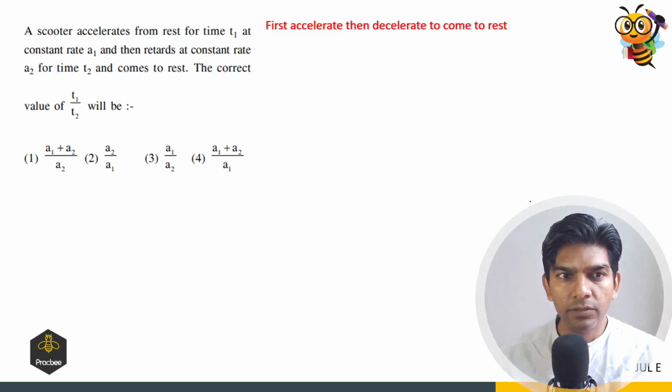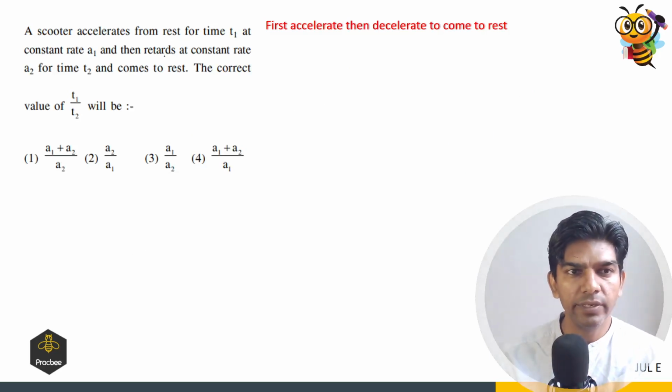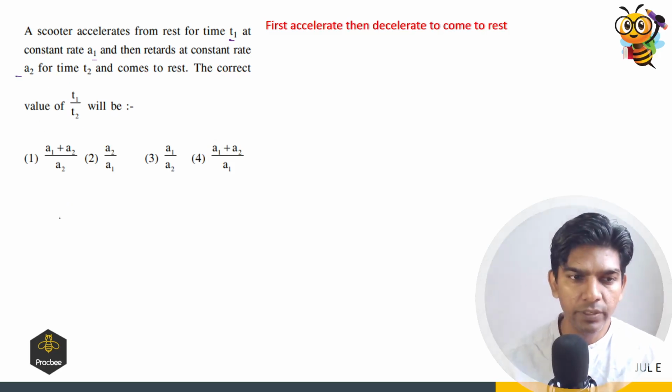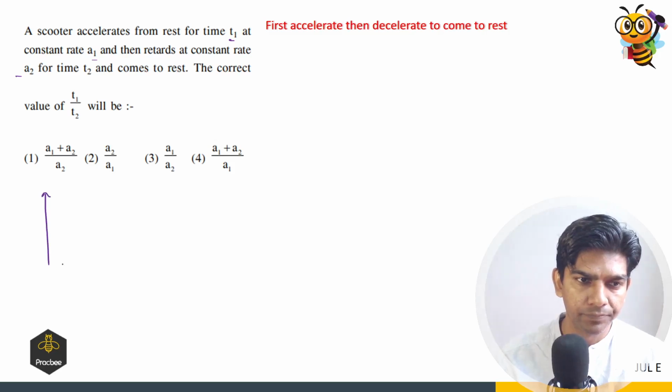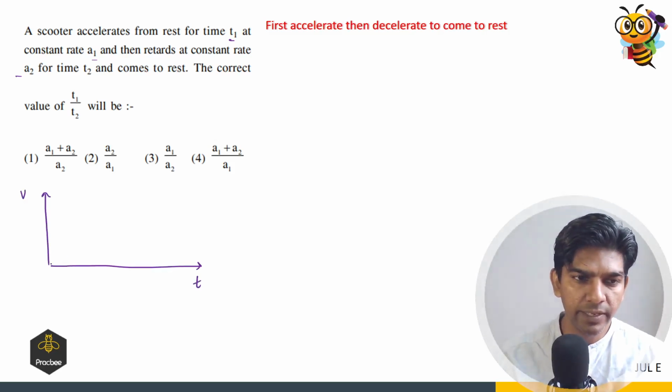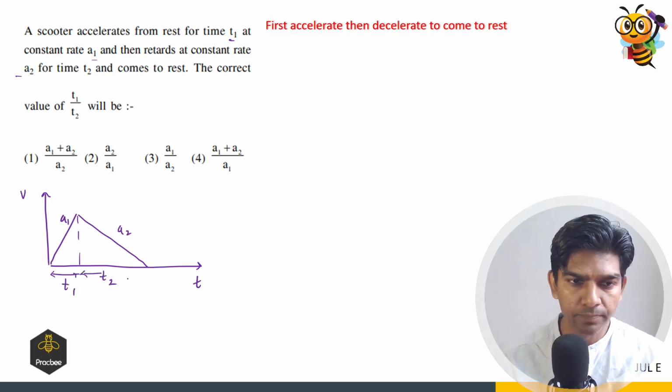Now let us see another question based on the same problem type. A scooter accelerates from rest for time t1 at a constant rate a1, and then retards at a constant rate a2 for time t2 and comes to rest. The correct value of t1 by t2 will be, so again let me draw the graph. So on the y-axis we have v, on the x-axis we have time. First it accelerates with a constant rate a1 and then decelerates with a constant rate a2, and this duration is t1 and this duration is t2.